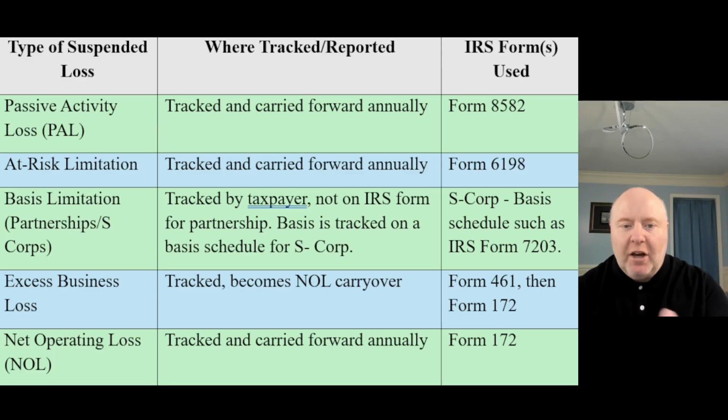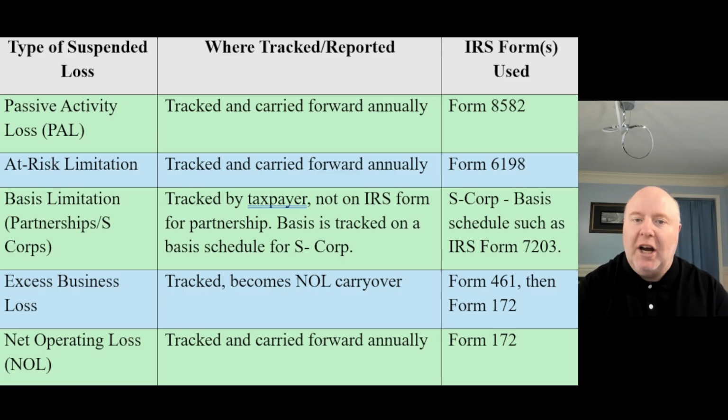Now you can see for each of these categories, I have where it's being tracked or reported to the IRS, right? Or even internally. So the first one, our passive activity losses, is tracked and carried forward annually. So we're continuing to look at this. Is this something that's going to be a passive activity loss? So are we a silent partner? If we're not meeting the participation rules and we're a silent partner, we're not going to be able to use those passive activity losses to offset things like ordinary income. But I have that video that's going to show you how you deal with those issues.